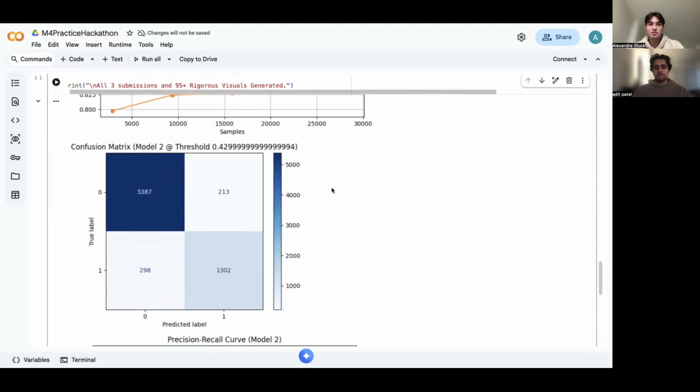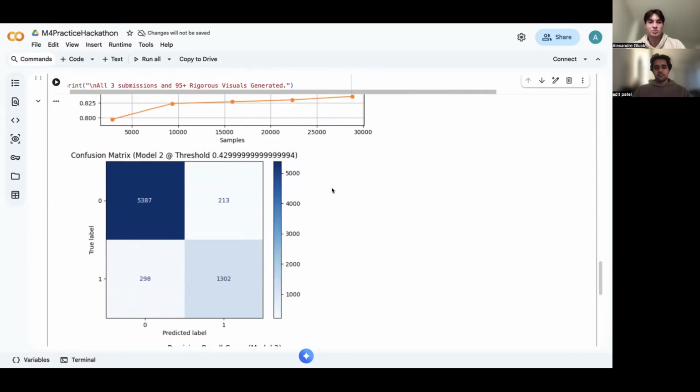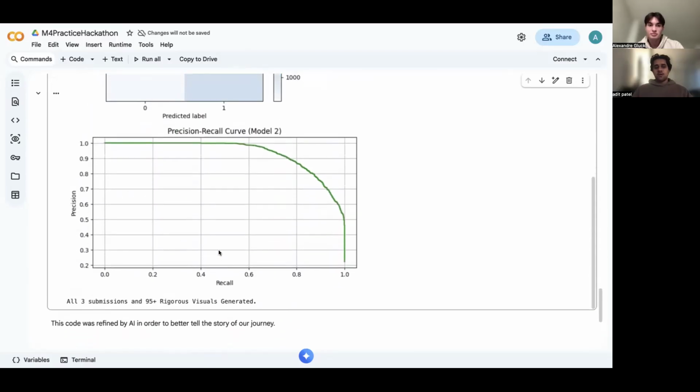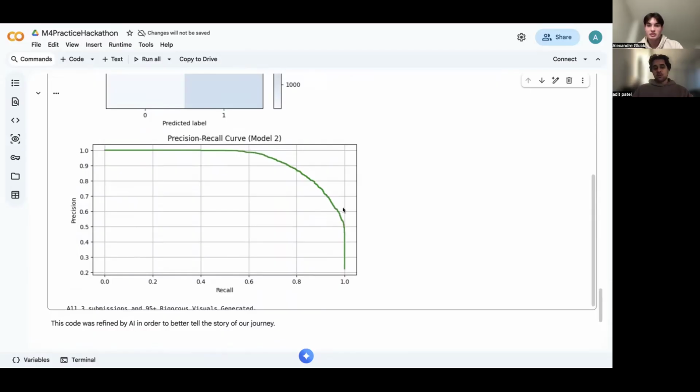From a business perspective, the confusion matrix really helps us understand the financial trade-offs. In lending, a false negative, missing a defaulter, is far more costly than a false positive, or denying a good borrower. So by adjusting our threshold to 0.38, we prioritize protecting the bank's capital. We also interpreted the precision recall curve. It allows us to see exactly how much precision we're sacrificing to gain recall. By finding the elbow or sweet spot on this curve, we maximize the practical value of the model for a real world banking scenario.